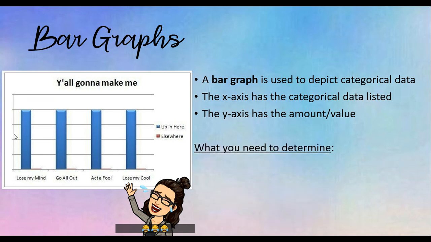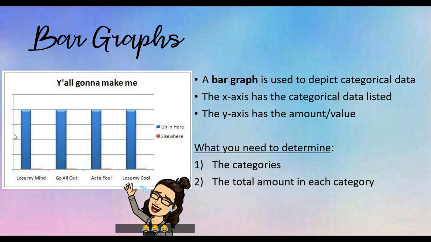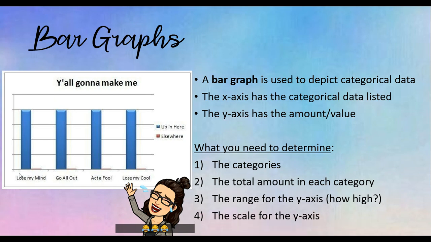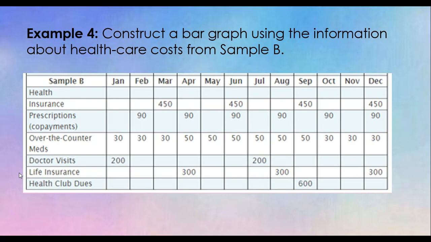And what you need in order to create a bar graph is the categories. You're also going to need the total amount in each category. And the reason being for that is because you need to figure out the range for the y-axis, like how high is this going to go up so we can have our labels. And additionally, based off of the amount in each category and the range, we need to figure out the scale for the y-axis. Cool.